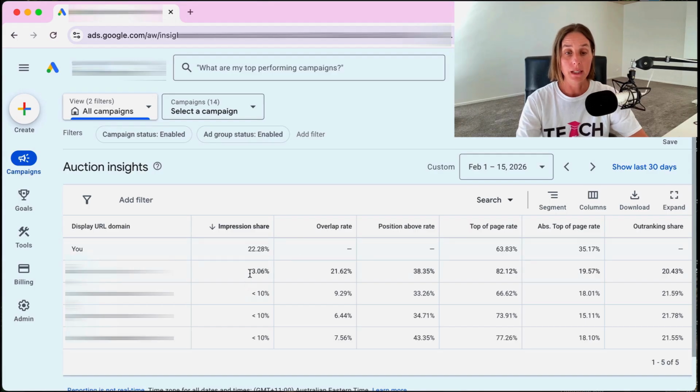And here we can see the impression share of our competitors. Where you see here less than 10%, Google doesn't give us single digit impression share, so it lumps all that together.